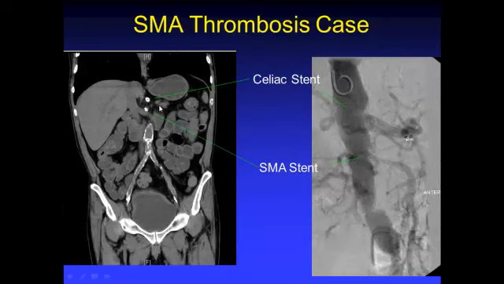The patient did subsequently return with some recurrent abdominal pain, and we were able to get a CT scan. A CTA was performed, which showed these were open, and this just gives you an idea of how they look on the reconstructions from the CT scan. But here you can see on the completion angiogram, very nice placement of these stents.